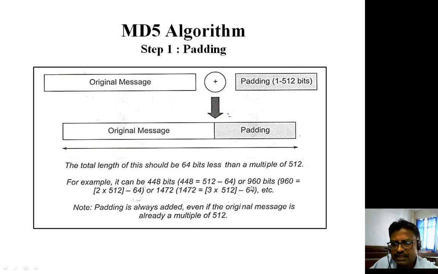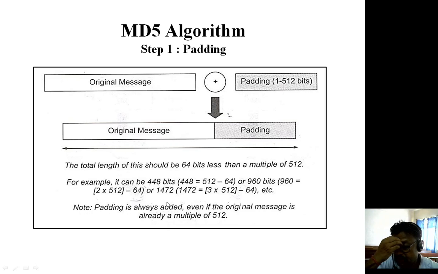Similarly, if the message size is 900-bit, then we have to do the padding of 60 bits so that it becomes 960-bit, which is 2 into 512 minus 64, and similarly. So padding is always done, it is always added, even if the original message is already a multiple of 512-bit.